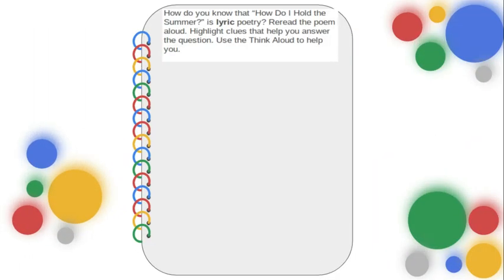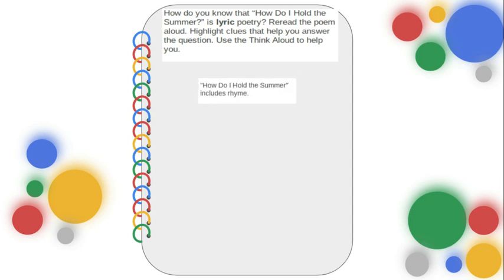Now, if we were together in a classroom, I would throw this up on the whiteboard and I would say to you, how do I hold the summer? I know it's a lyric poem. I want you to go back into the text and find evidence that this is a lyric poem. Now, remember, we said a lyric poem has thoughts and feelings, it has stanzas, and it has rhyming words. It's the one that reminds us most of a song.